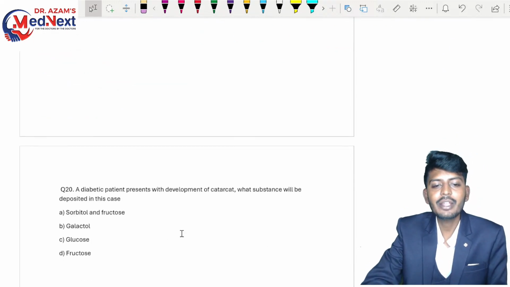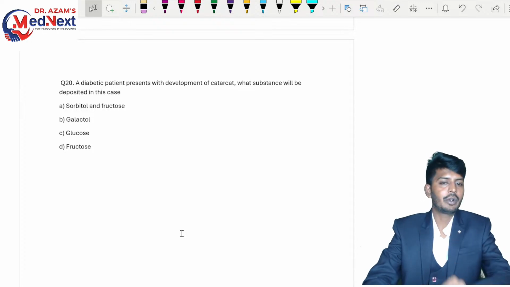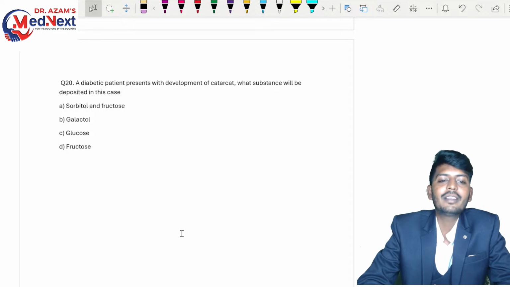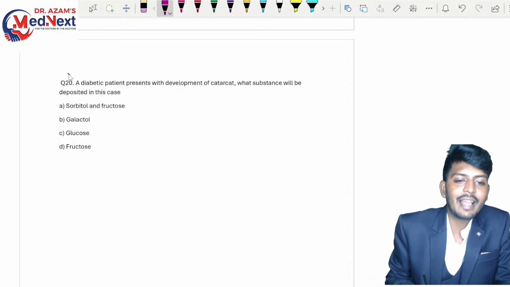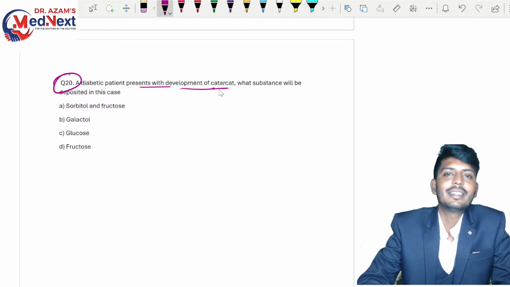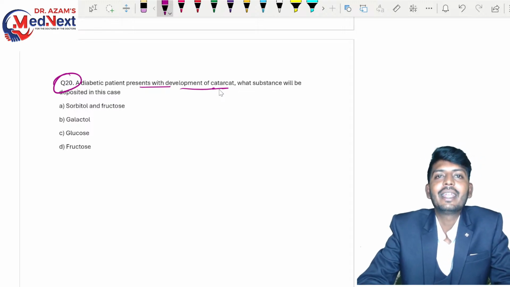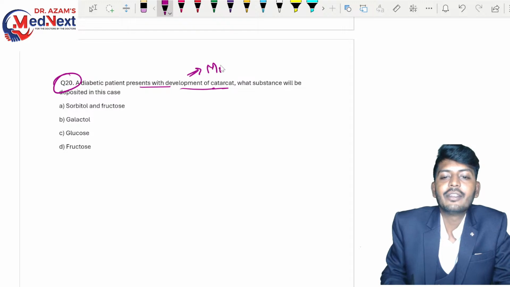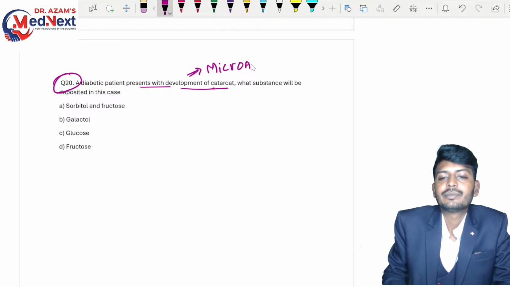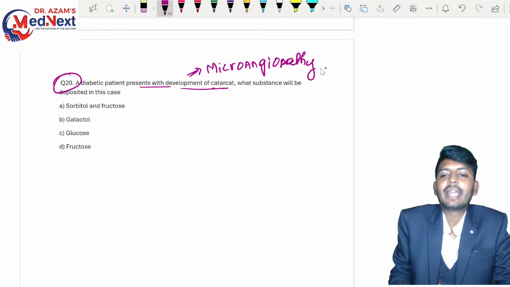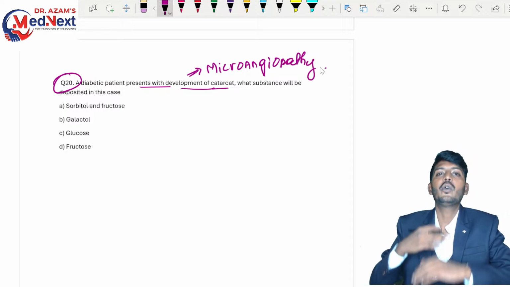Okay, let's go to the next question. A diabetic patient presents with development of cataract. What substance will be deposited in this case? Diabetic patient with a cataract. This is a classic case of diabetic retinopathy or microangiopathy. Remember, diabetic cataract is associated with microangiopathy. Let's see what happens.